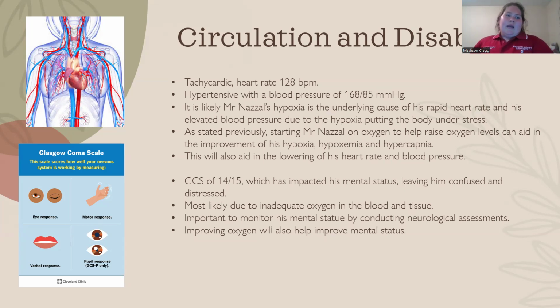So Mr. Nazal has a GCS level of 15/14, which has impacted his mental status, which is leaving him confused and distressed. So this is most likely due to the inadequate oxygen in his blood and tissue, as previously stated. It is important to monitor his mental status by conducting neurological assessments and once again improve his oxygenation. So then this will help improve his mental status.